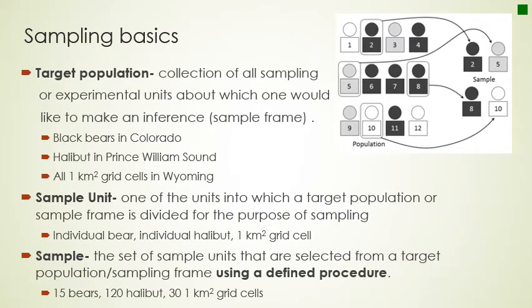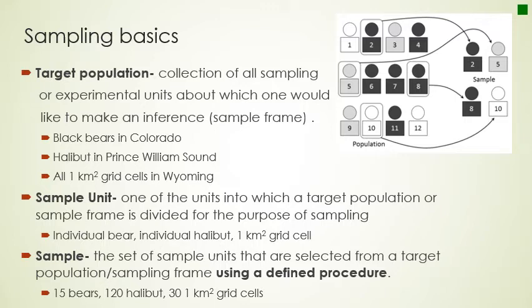So now I want to talk about three critical terms that we're going to be talking about and using throughout the course. So it's really important to get these down. The first is what we call target population. Sometimes you'll hear statisticians using the term sample frame. We're talking about the same thing. It's a collection of all sampling or experimental units about which one would like to make an inference. And when we say an inference, we would like to take our sample and be able to say that this is a representative sample of that population or sample frame.